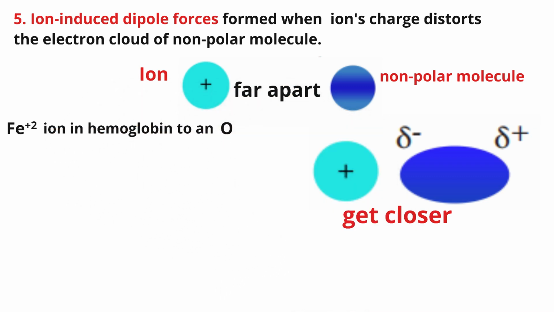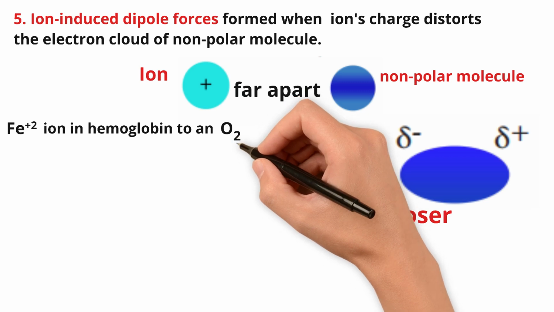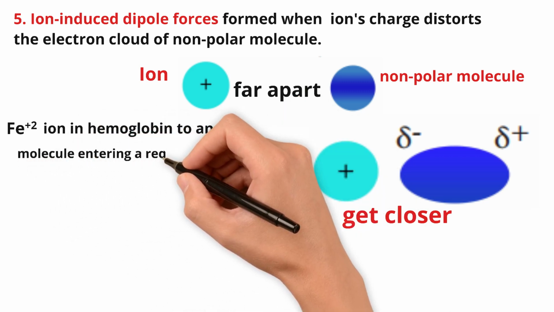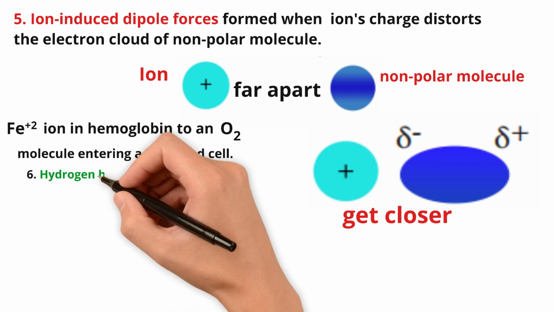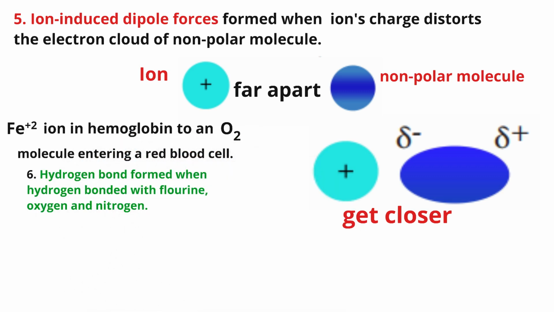Now, the nonpolar molecule, for the time being, becomes a polar molecule for a short period of time. That's why it's partially positive, partially negative. Ions in hemoglobin binding to an oxygen molecule entering red blood cells is an example of ion-induced dipole force.